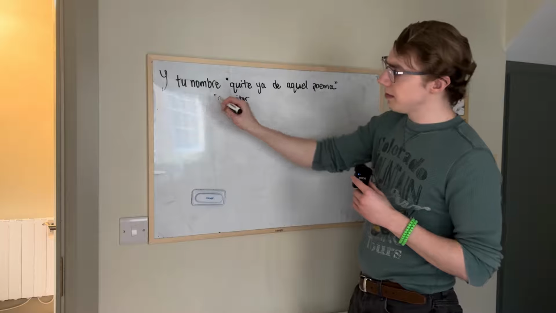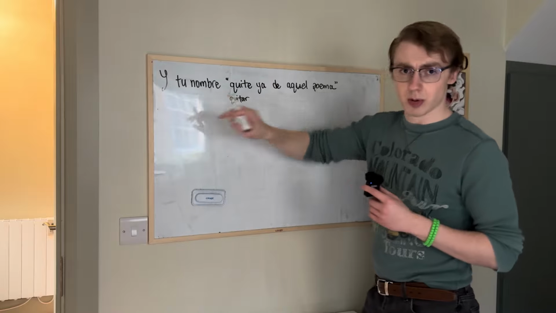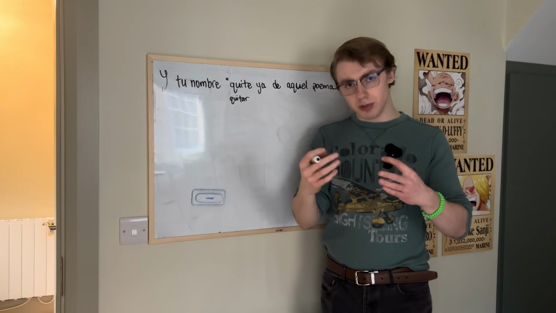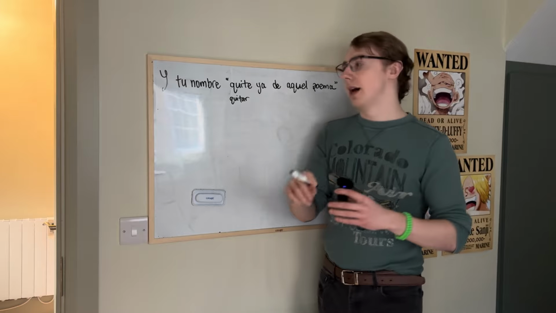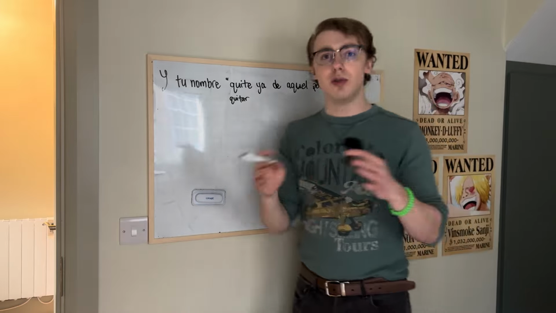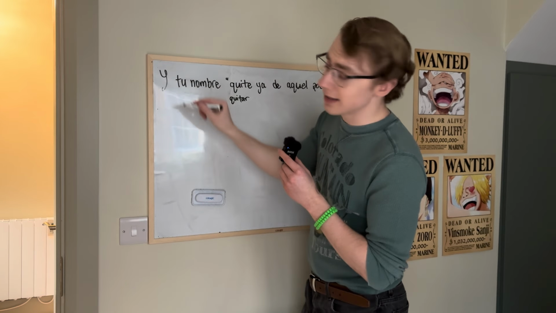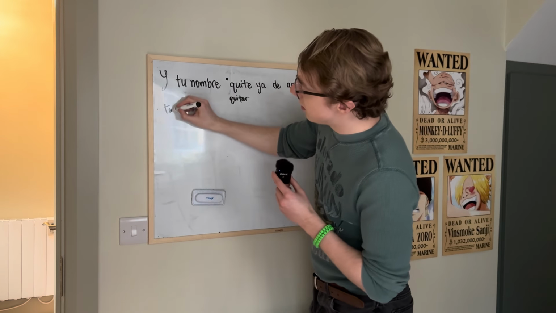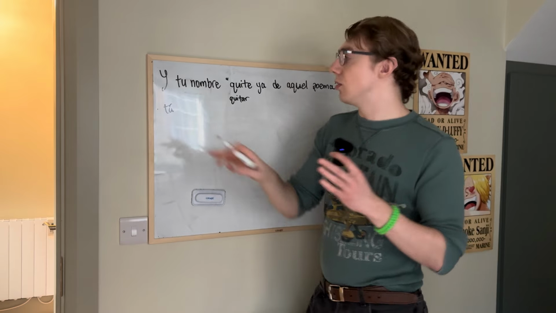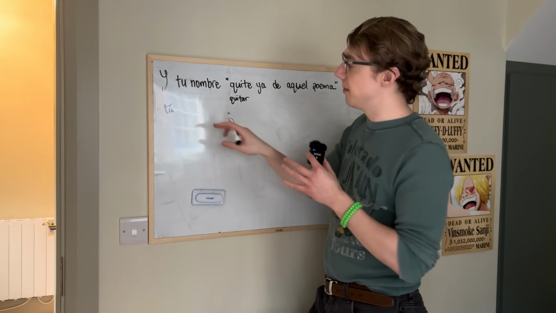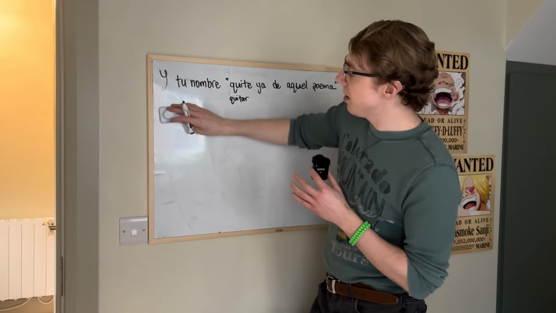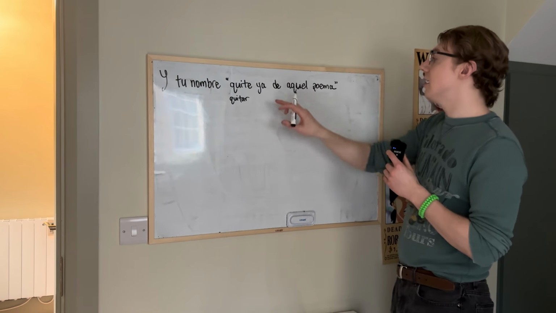So, y tu nombre, and your name. So, tu means you, but it also means your. And the only difference between tú as in you, and tu as in your, is the accent. So, tú with the accent is you. Tu without the accent, they're pronounced exactly the same, is your. So, y tu nombre, and your name, quite ya de aquel poema.